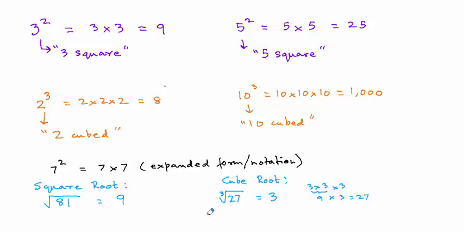Similarly, the cube root of 64 is 4, because if you multiply 4 with itself 3 times, 4 times 4 is 16, and 16 times 4 is 64.